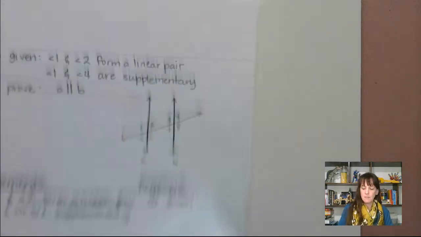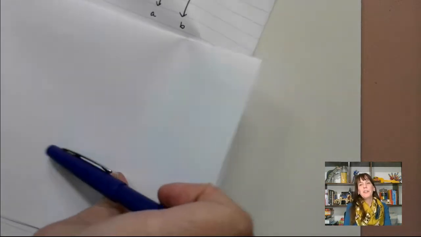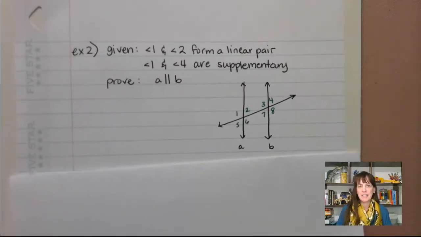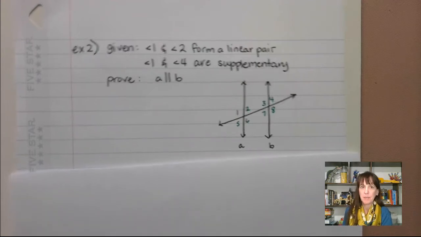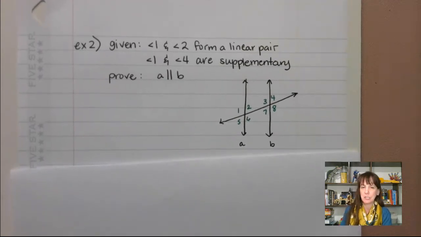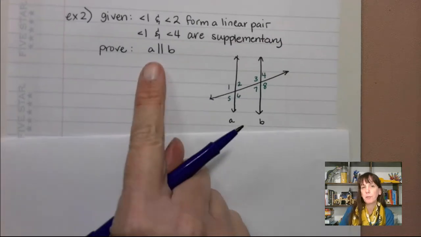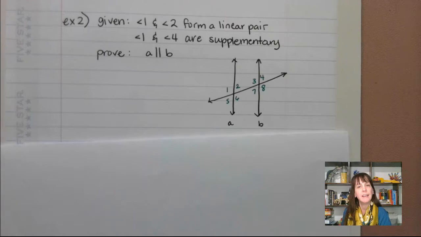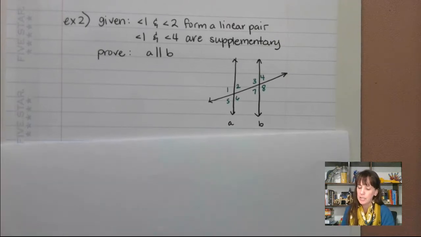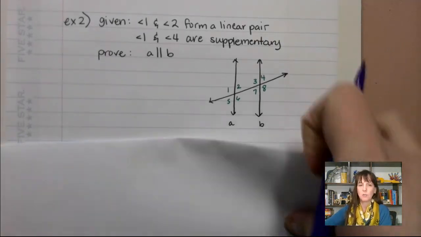Okay, so we have, throwing all the answers right in front of you. There you go. All right, given angle 1 and angle 2 form a linear pair, and angle 1 and angle 4 are supplementary, prove that A is parallel to B. Okay, so we're going to be proving that some parallel lines, we're going to have to use that converse. We're going to find that angle relationship and use that converse. So the first thing we're going to do is write our givens down.